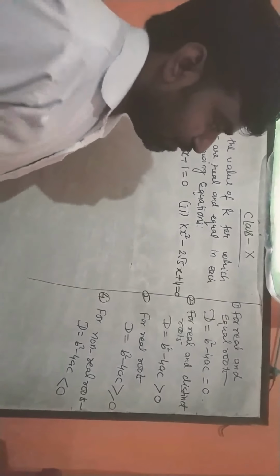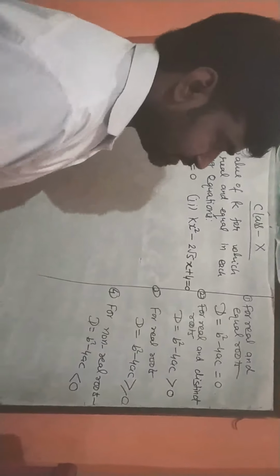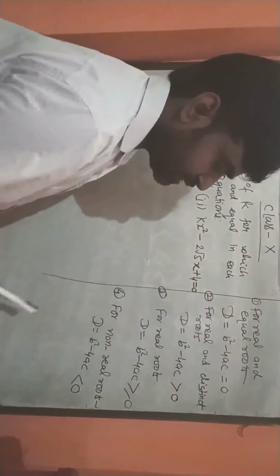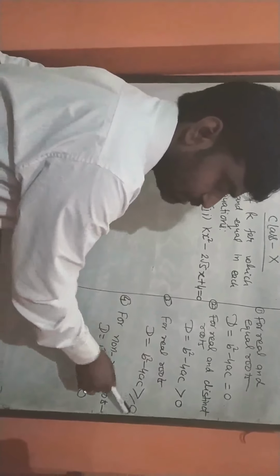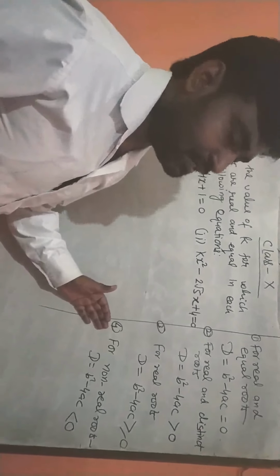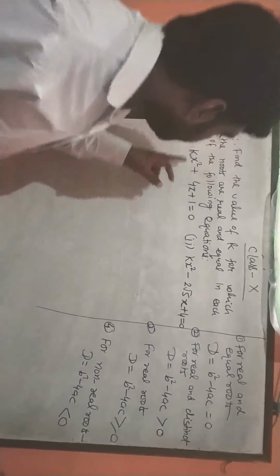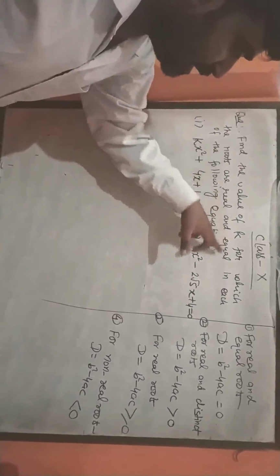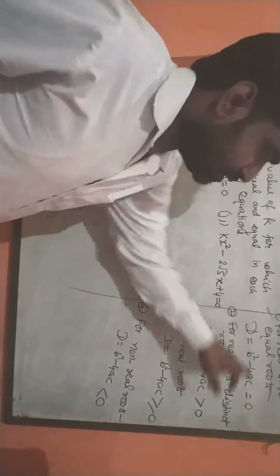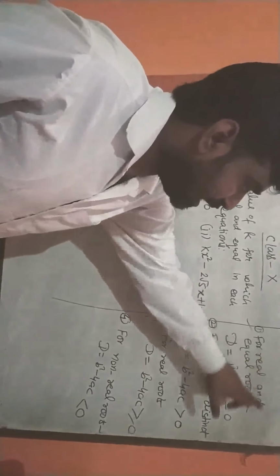As we know, for real and equal roots the condition is D equal to 0. For real and distinct roots the condition is D greater than 0, for real roots D greater than or equal to 0, and for non-real roots D less than 0. So there are 4 conditions to find the nature of the roots. Here we have to find the roots are real and equal, so we use the formula D equal to 0.